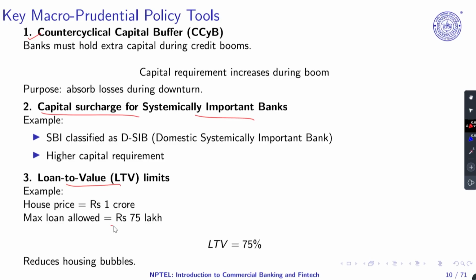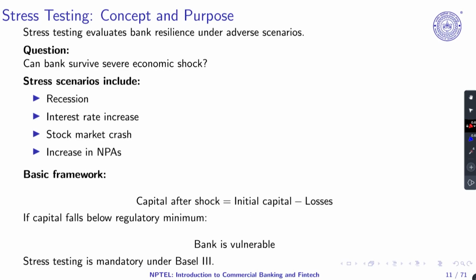So, house price is 1 crore, maximum loan allowed is 75 lakh. So on the total amount also, sometimes the central bank puts a check. So these are the tools through which the central bank tries to minimize the systemic risk.